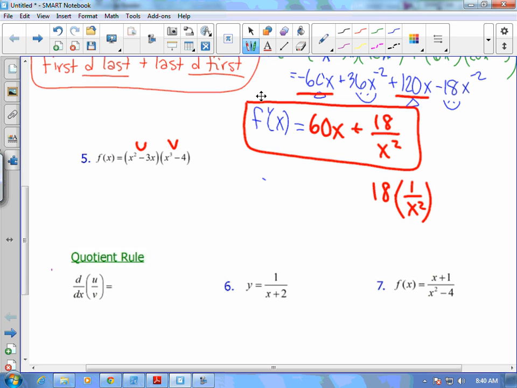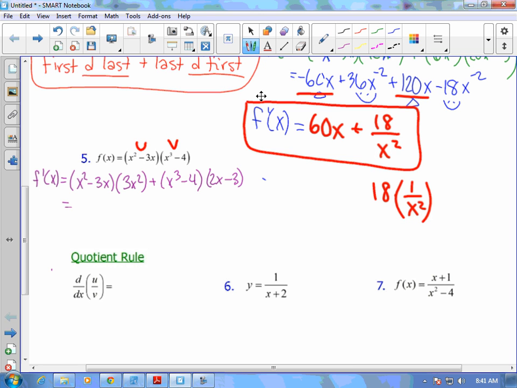Okay, first, last. I put f prime. Please put f prime of x. Don't just start writing x squared minus 3x. Label it f prime of x. So first, x squared minus 3x, d last, so the derivative of the last: 3x squared, plus last, x cubed minus 4, d first, 2x minus 3. Is that good? I think everyone got that.